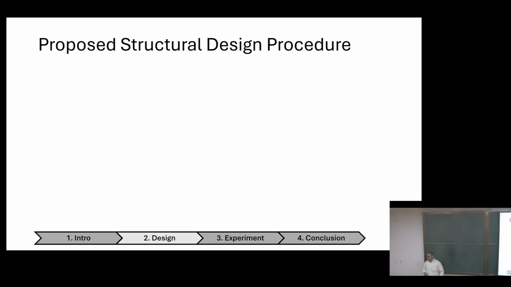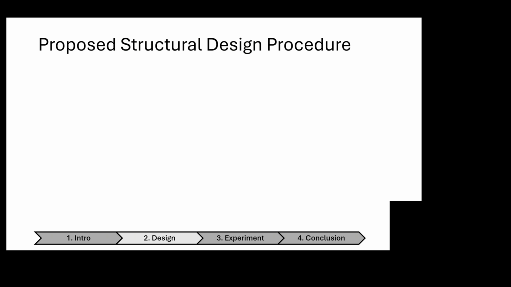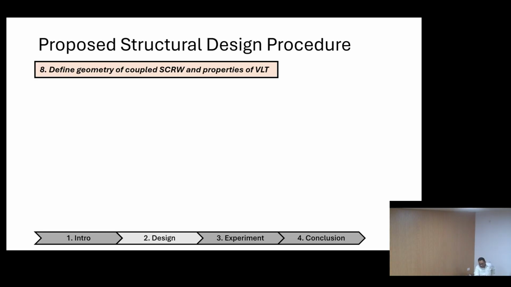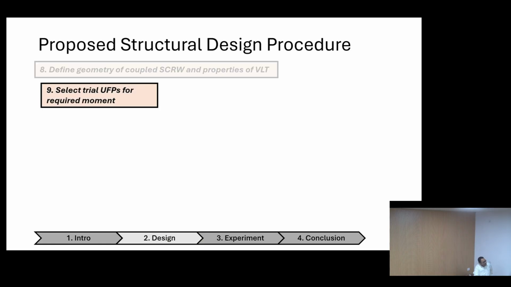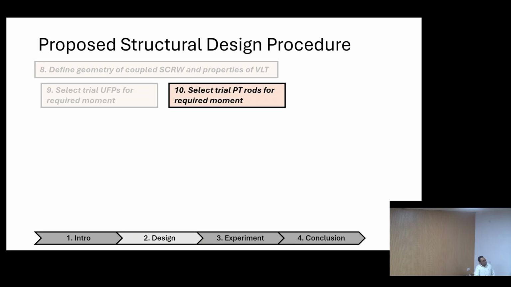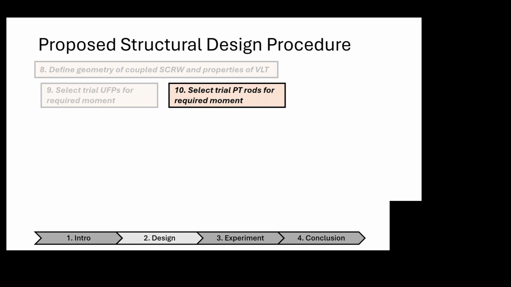So, the next few steps. Once you have the forces, define the geometry of the walls and the properties of the material itself. You select your trial UFPs, like the diameter and the grade, and the number of bolts that will connect the UFPs to the wall. Select your trial post-tension rods, diameter and the grade again.